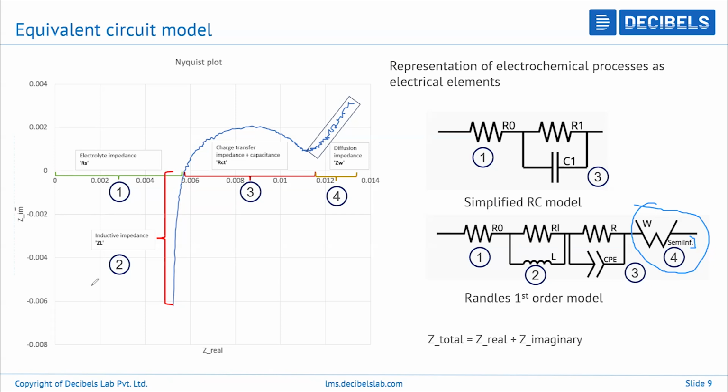Okay, so once again, we will not be going into too much detail into the types of diffusions and all. It is not exactly within the scope. The idea is not to go too much in depth. Rather, it is to understand how we can relate impedance diagrams to electrical elements that we can create an electrical circuit from. Okay, so this is how we represent all of the electrochemical processes as electrical elements.